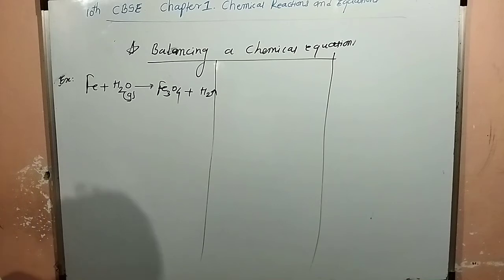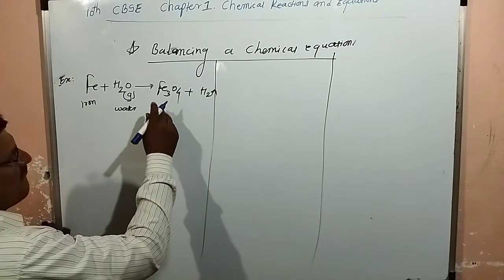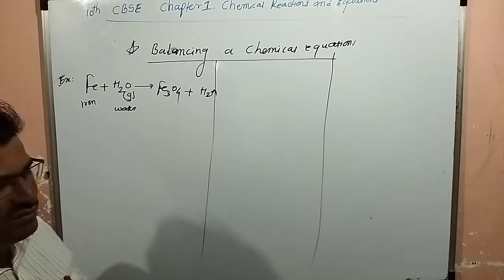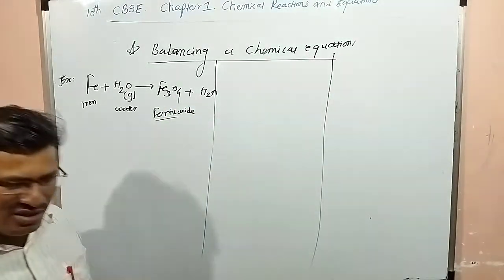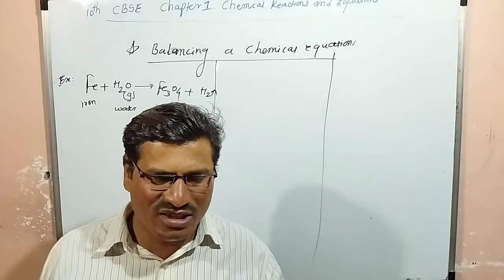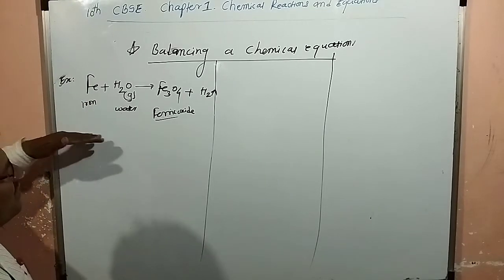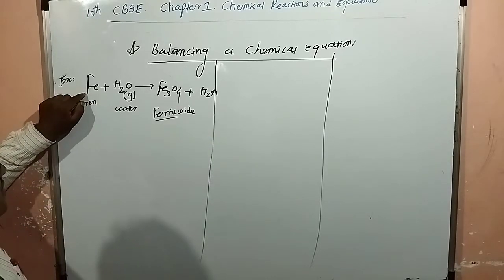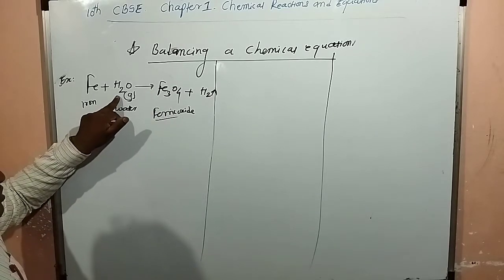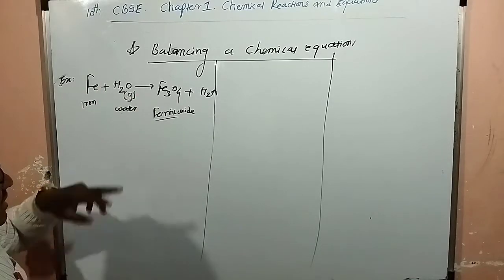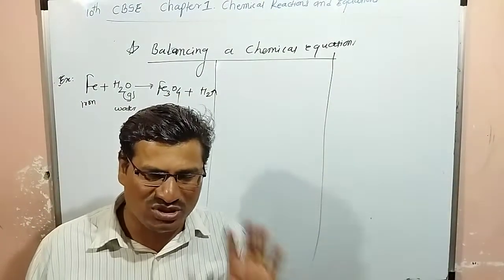Fe plus H2O gives Fe3O4 plus H2. Here iron is there, here water vapor is there, here ferric oxide is there, and hydrogen gas is there. If you count the number of atoms of each element, they are not equal. To the left of the arrow we write reactants, to the right of the arrow we write products. Fe in the reactant side is 1, in the product side is 3, so it is not balanced. Hydrogen is 2 on both sides, so hydrogen is balanced, but oxygen is 1 here and 4 here, so the oxygen atoms are also not balanced on both sides.